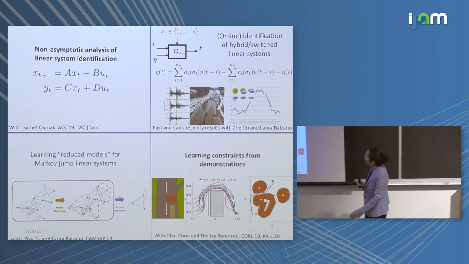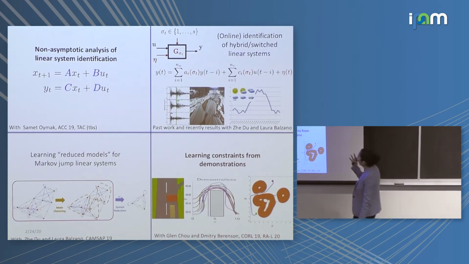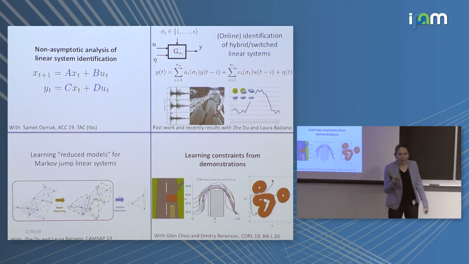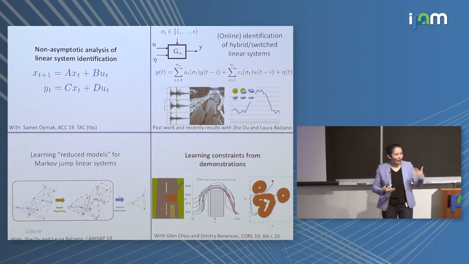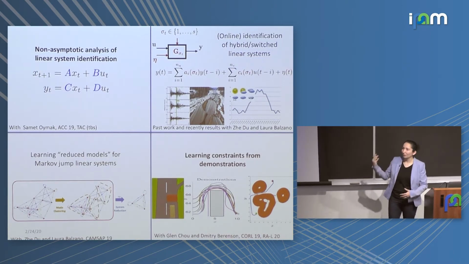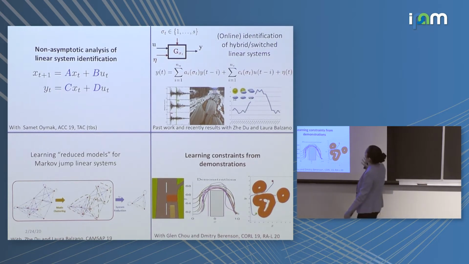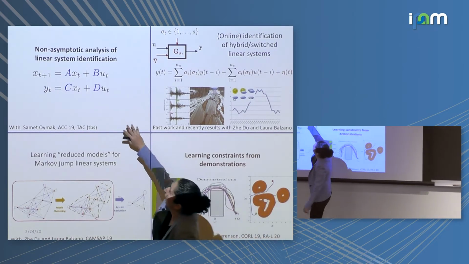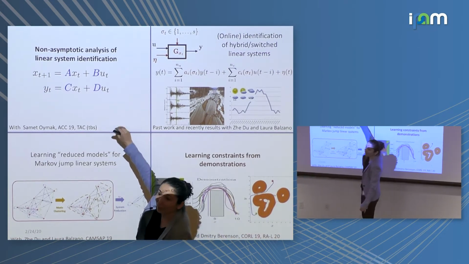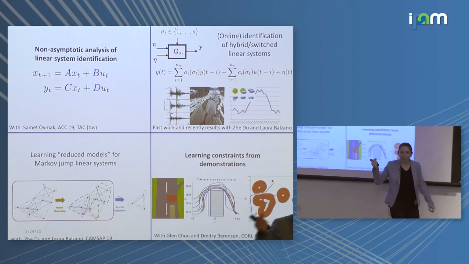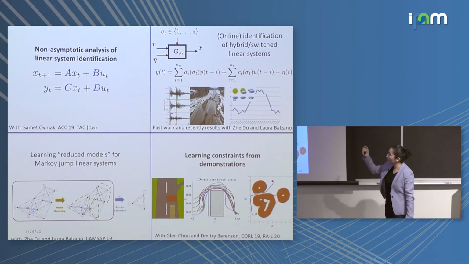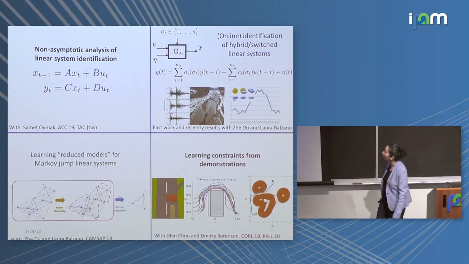Okay. So there are a few things that I am working on recently in this domain where we combine learning, control, and optimization. I won't have time to talk about all of them. I will talk about some of them. One is this non-asymptotic analysis of learning linear systems. I will motivate it more. So that would be the main chunk of the talk.